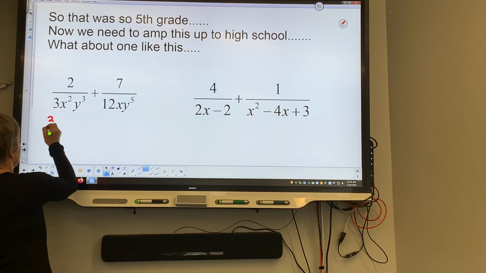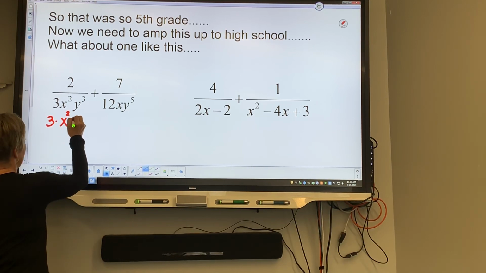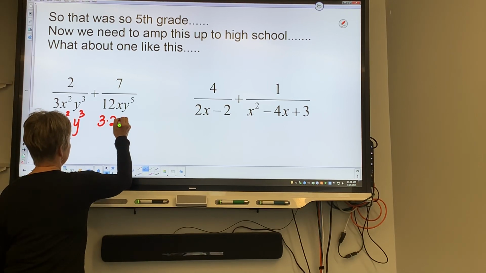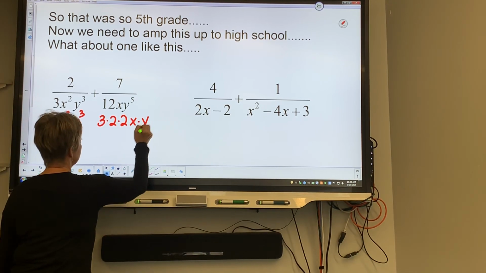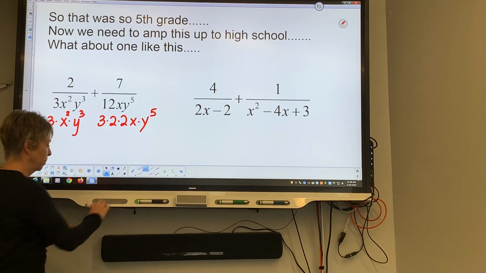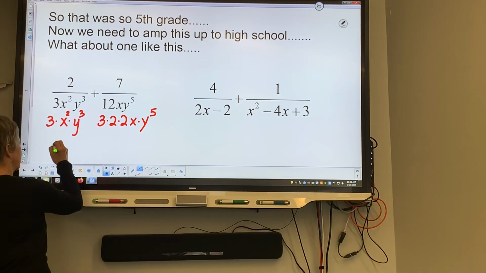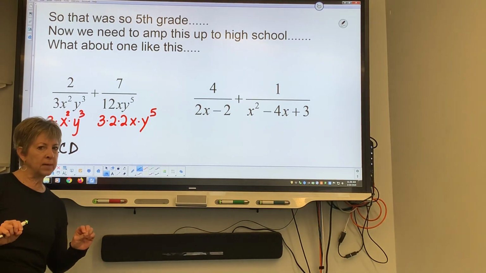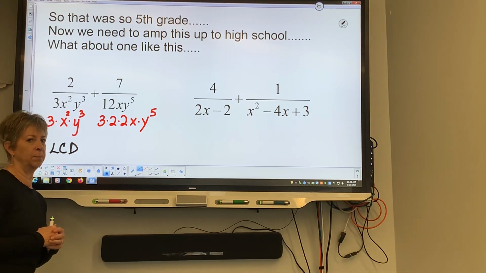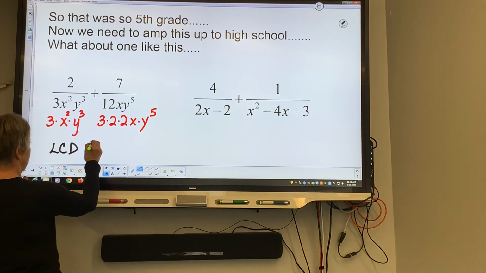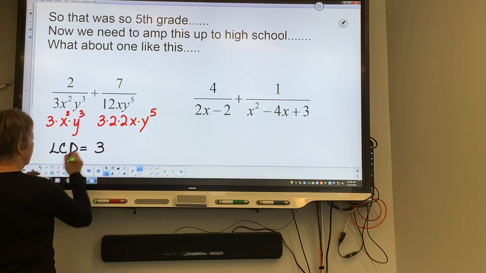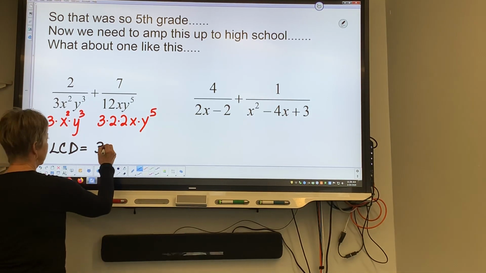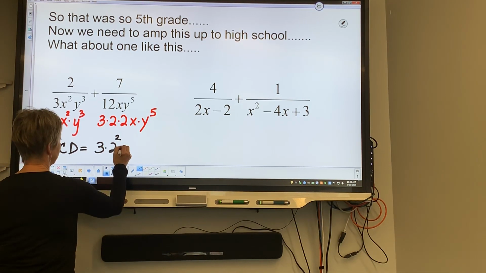Well, we can just keep this as 3 times x squared times y to the 3rd. This I would write as 3 times 2 times 2 times x times y to the 5th. So my least common denominator is going to be every factor I see, the most number of times it appears in any one denominator. So I see a 3, but it only appears once in each denominator. I see a 2 appearing twice.